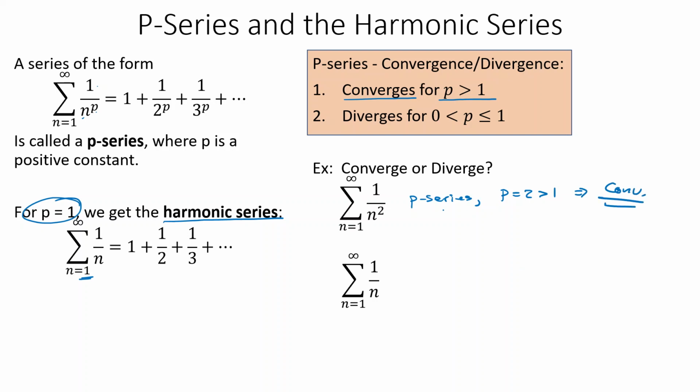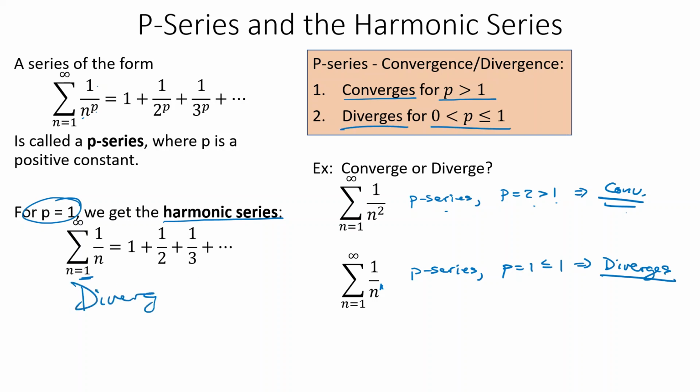All right, and this is my work. I said that it's a p-series, I said p equals 2, it's greater than 1, converges. All right, this one is also a p-series. P equals 1, which is less than or equal to 1, which therefore diverges. So yep, less than or equal to 1, diverges. So this harmonic series diverges.